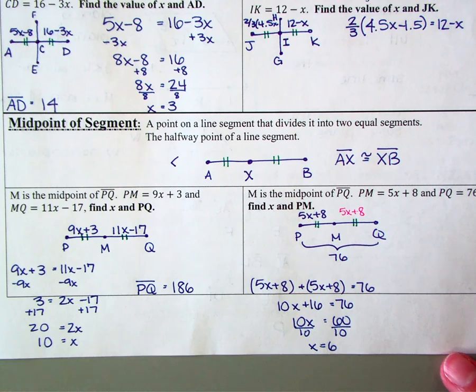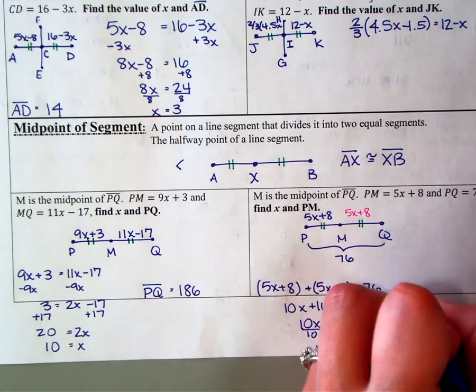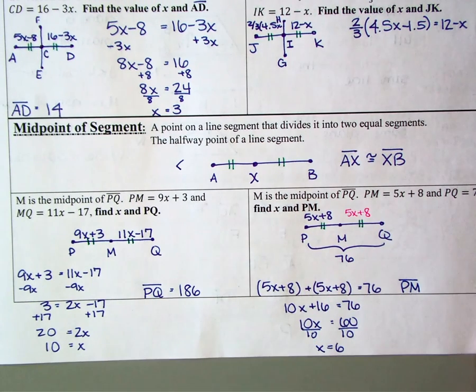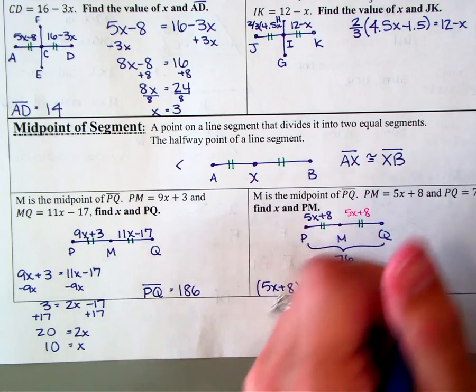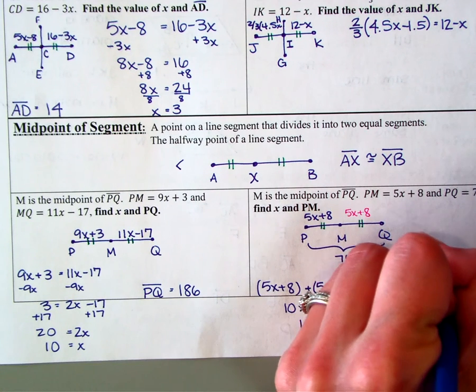So now we find that X is 6. PM is 5x plus 8, so we'll plug the 6 back in. So 5 times 6 is 30, 30 plus 8 is 38.